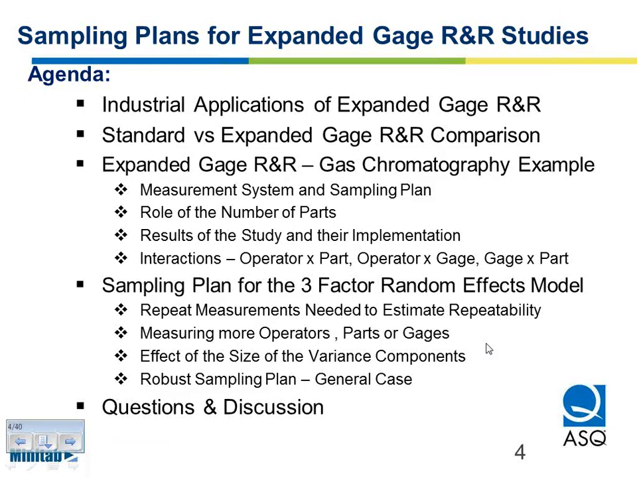We'll be going over an example of an expanded gauge R&R, one done on gas chromatography columns by a local company right outside of State College, Pennsylvania. We'll talk about their measurement system and the sampling plan they used, why the number of parts ends up being critical in some of these studies, and how to think about the role of the number of parts in the studies. Then we'll wrap up that case study and talk about the positive results that they achieved by implementing the results of their expanded gauge R&R.